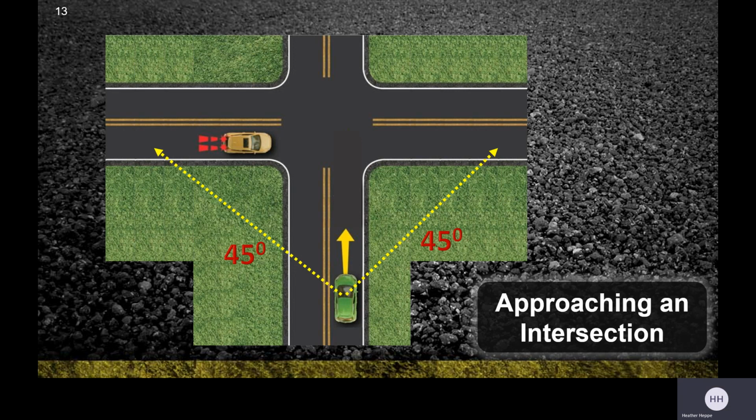Okay, so we're going to just review a little bit. As you're approaching the intersection, you should search the entire area from 45 degrees to the left to 45 degrees to the right. This allows you to see not only what's in the intersection and around it, but what's approaching the intersection as well.